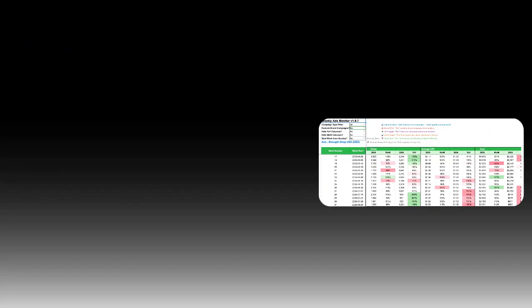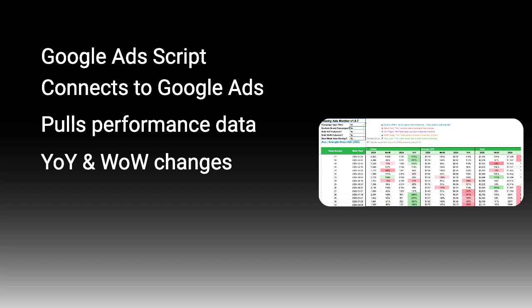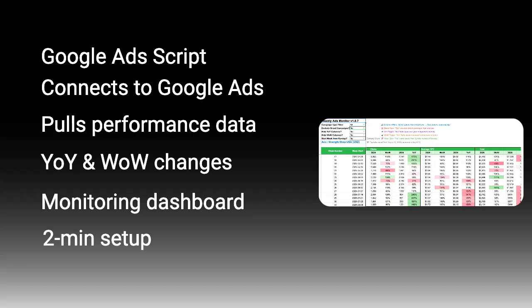Weekly Ads Monitor is a Google Ads script that connects directly to your Google Ads account, pulls all your performance data, automatically calculates year-over-year and week-over-week comparisons, and creates a monitoring dashboard in a Google Sheet, all in under 2 minutes. Now let me show you how this tool works in practice.